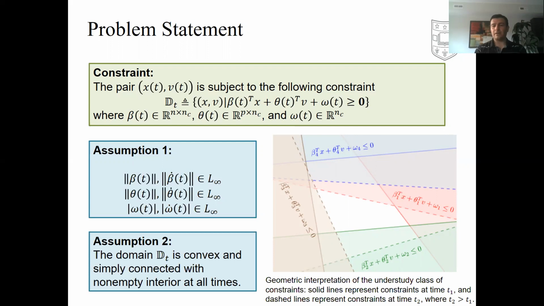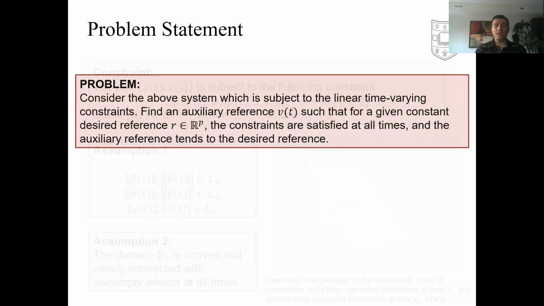Here we have a geometric interpretation of the considered class of constraints. Here the solid lines are constraints at time t1 and the dashed lines are constraints at time t2. As you can see, the constraints are evolving over time, but the admissible domain shown in white here is convex and non-empty at all times.